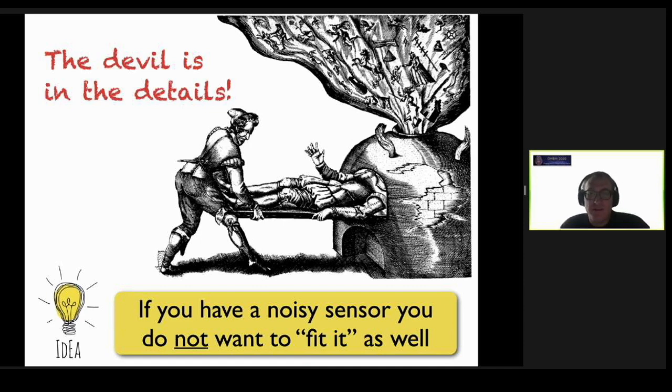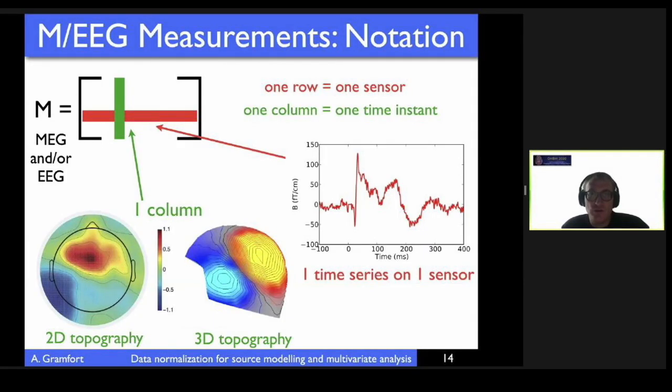So now I'm going to take a few minutes to introduce you to the concept of inverse modeling, to tell you where this notion of noise between sensors is present, and also give you some suggestions about how to address these issues in a mathematically principled way. So what you see here on this slide is just to introduce what I will call the measurements. This is just a matrix that I call M, where every column of M is a topography, so a field on the sensors, and every row is a time course.